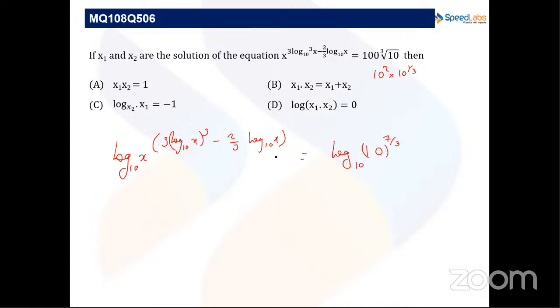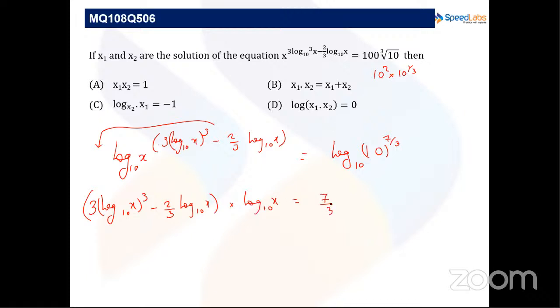To the base 10. So from the property of log, these terms will come inside. We will be getting 3 log x to the base 10 whole cube minus 2 by 3 log x to the base 10 into log x to the base 10 equals to 7 by 3.